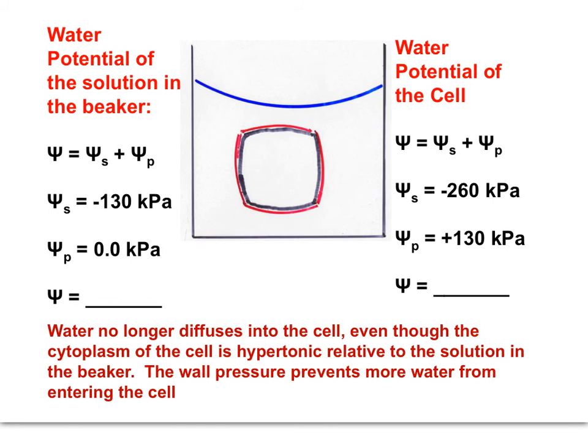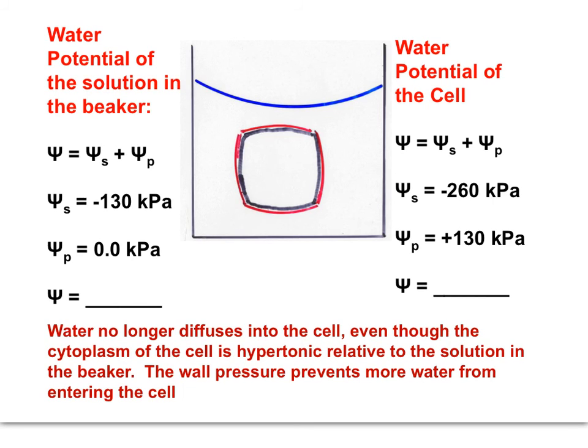So as the water enters the cell, the wall pressure begins to increase. The pressure of the wall pushes back on the arriving water, increasing the pressure potential, and that changes the water potential of the cell. The point at which the water potential on each side of the membrane is the same, as it is here, minus 130, if you sum these two values, and minus 130, water will no longer diffuse.